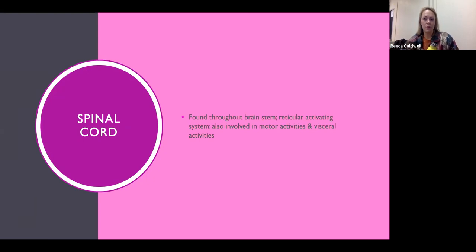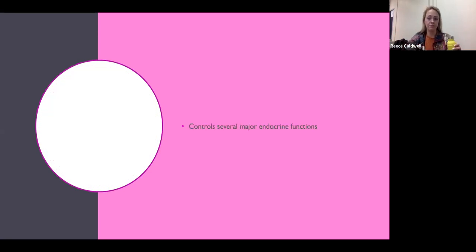And then found throughout the brainstem, reticular activating system, and also involved in motor activities and visceral activities, is the spinal cord. So it extends from the bottom of the brainstem. It has this reticular activating system, meaning it has branches off of it, spinal nerves, and it helps with motor activities and visceral activities as well.